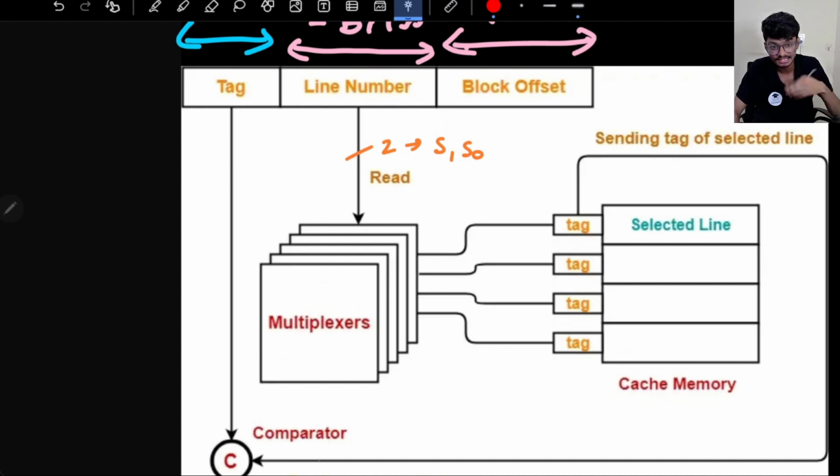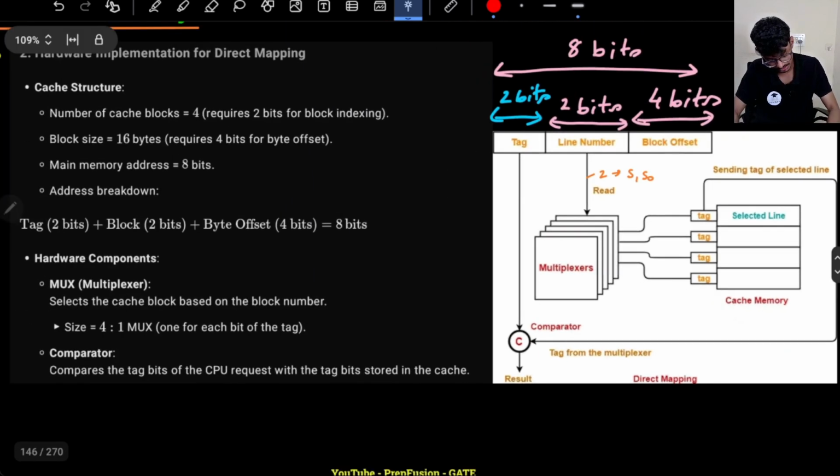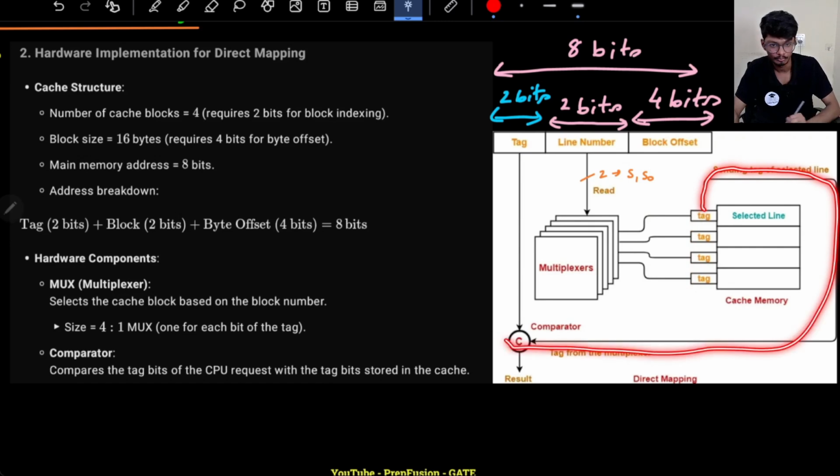So that is how I select the block in the cache memory. After selecting the block, what will I do? There will be a comparator. So this tag will go to a comparator. After selecting whatever tag I have selected, the output will be sent to the multiplexer.